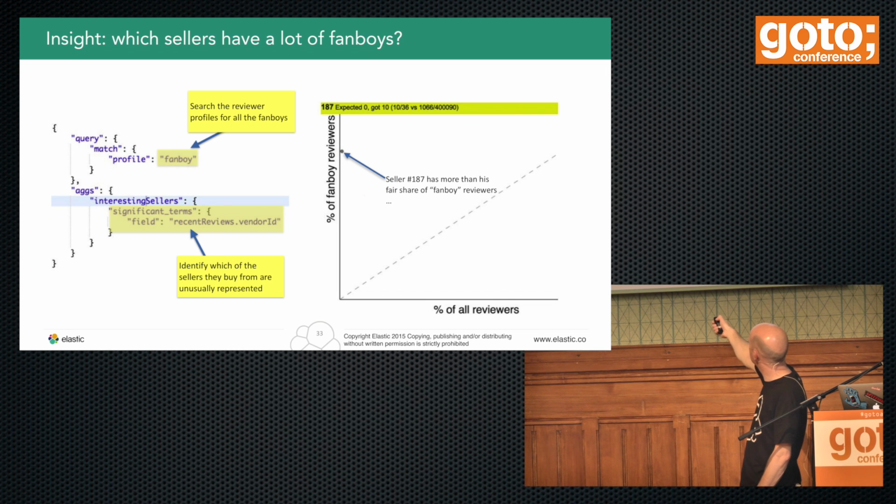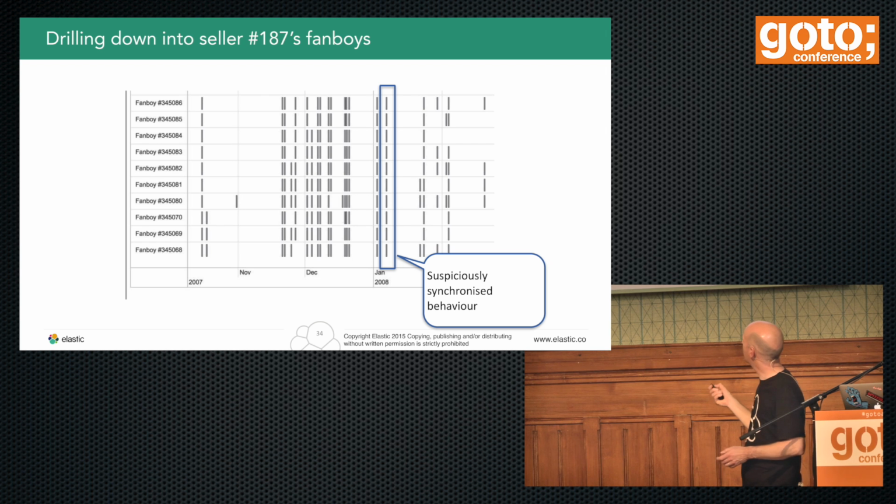And we see here there's a seller 187. He's captured 70% of the fanboy market, and yet he's a minnow. He's got like 0.1% of all the reviews or reviewers in the system. So he's got a customer base. Of all the customers out there, he's captured the market in fanboys. So what are these fanboy accounts doing?